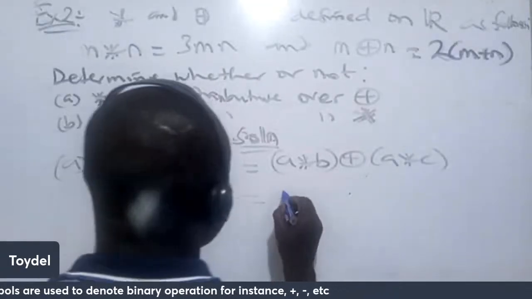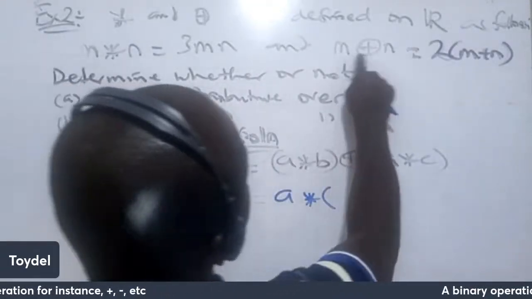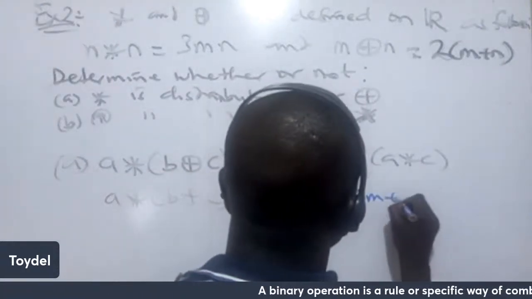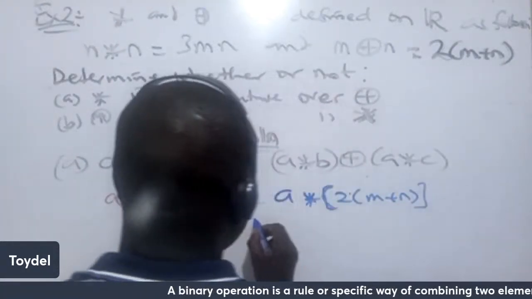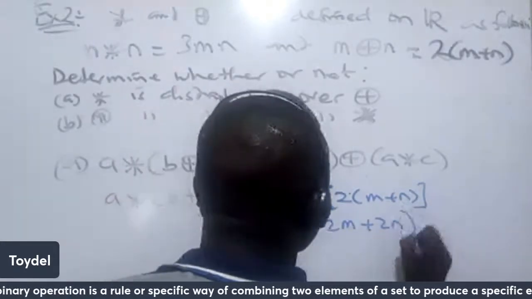So here I'm going to have A asterisk. What is B plus C? B plus C is defined as 2 into bracket, that is 2 into bracket m plus n. Okay. So at the end of the day, I'm going to have A asterisk 2m plus 2n. That's what I'm going to have.